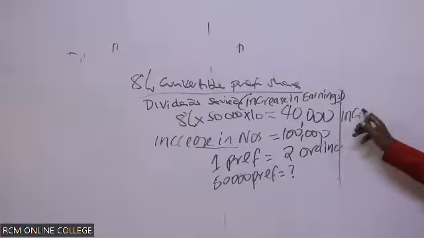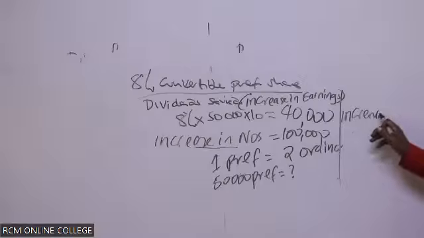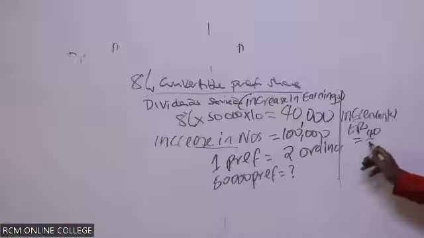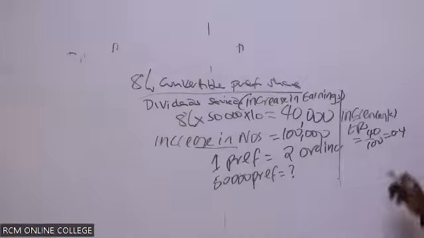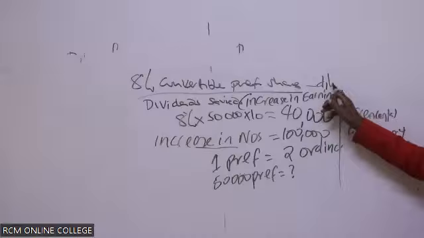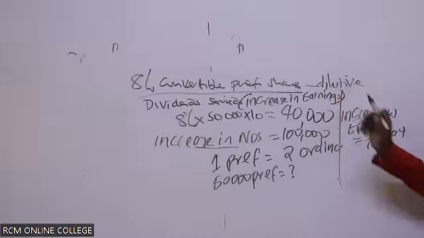Therefore, what is the incremental EPS? Now divide the 2. Incremental EPS will be 40,000 over 100,000, which gives me 0.4. Automatically, this means that this one is dilutive.